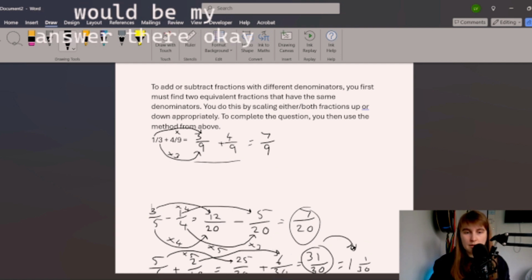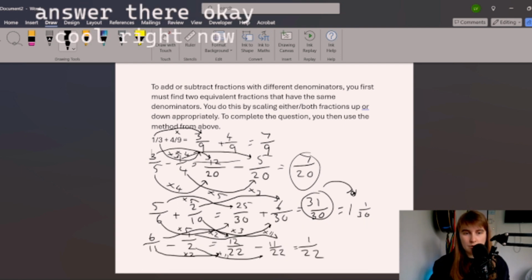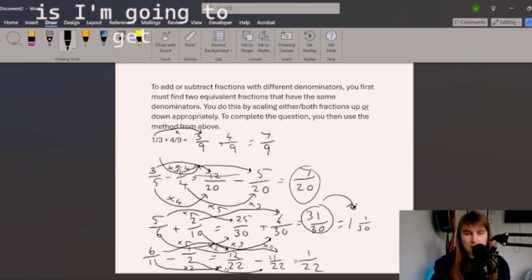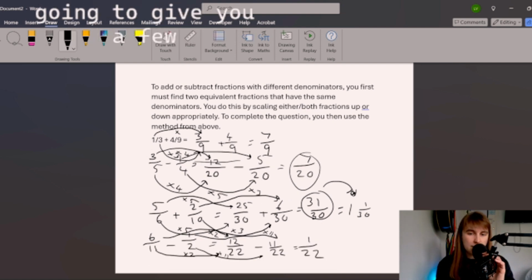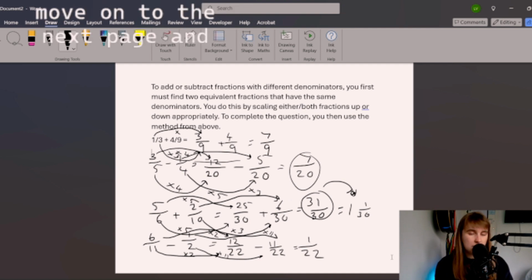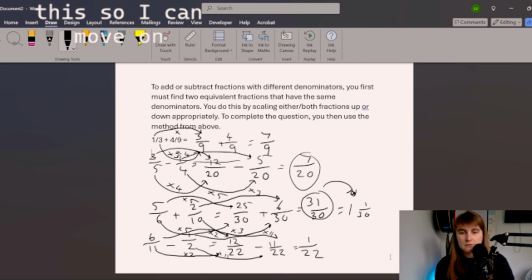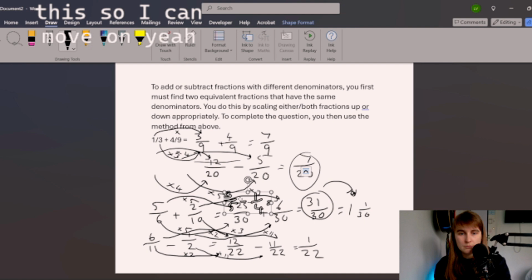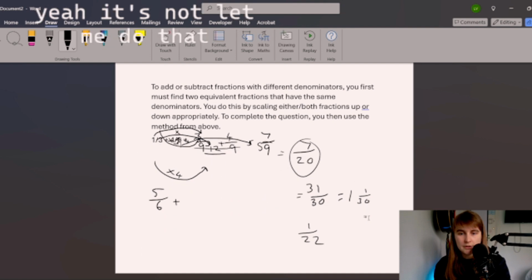Okay, cool. Right, now what I want to do is I'm going to have to get rid of some of that. I'm just going to give you a few seconds to copy any of that down. I'm going to move on to the next page, so I might have to delete some of this so I can move on. Oh, it's not letting me do that. Okay, let's just get rid of it like this.